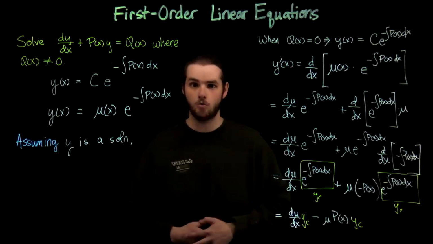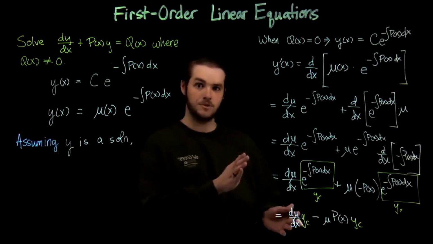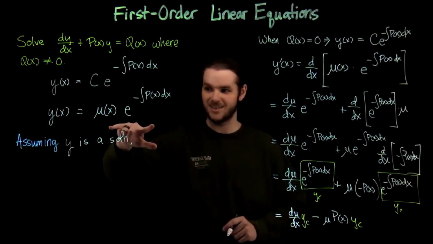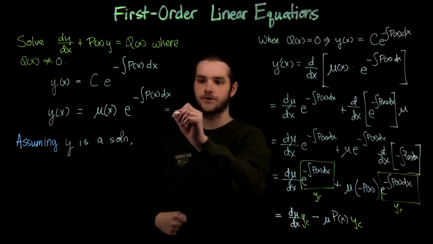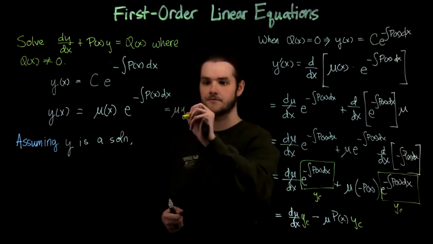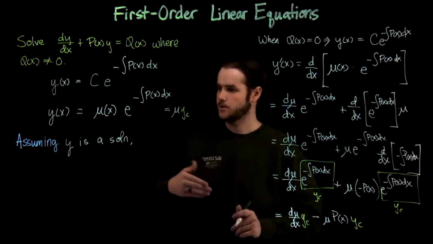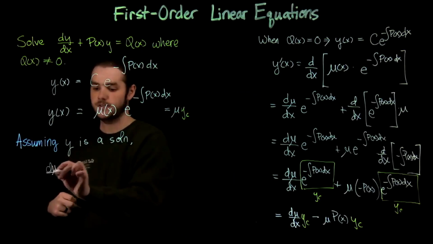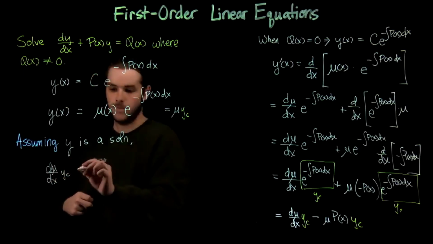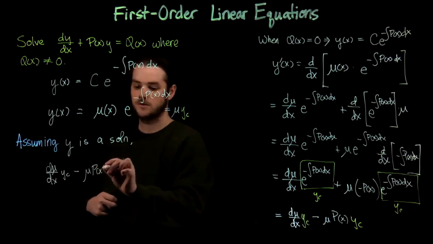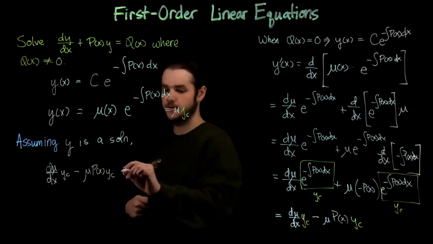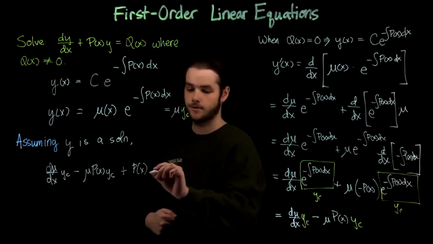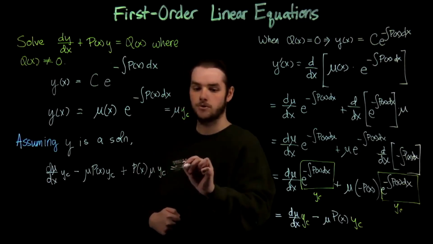And there, we have found y prime. Now, that was all a rabbit hole to figuring out what dy/dx would be if the solution looked like this. And by the way, I can even clean up my solution here now and just write it as mu yc. So what happens now? Plugging it into the equation, dy/dx we just found is d mu/dx yc minus mu p of x yc, plus, there's dy/dx plus p of x y, so I get p of x times mu yc equals q of x.